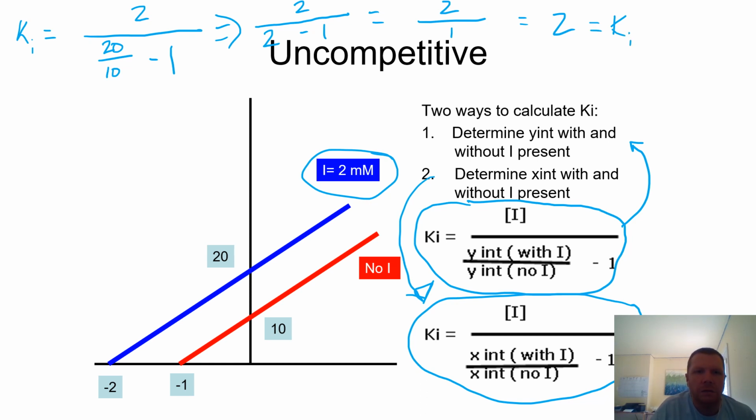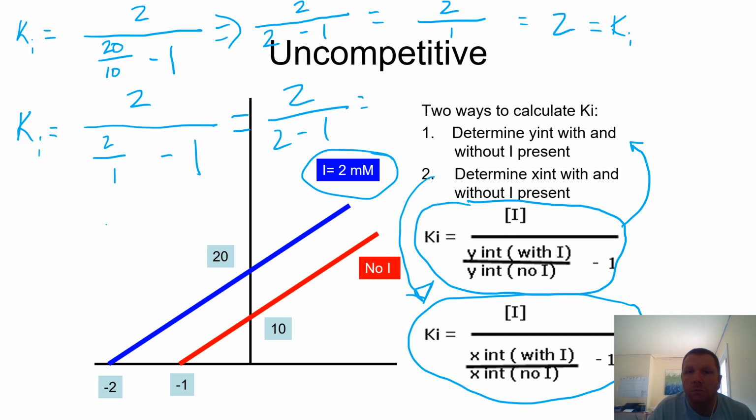Okay, now solving for my Ki the other way. Ki is equal to, again, 2 millimolar, because that's my inhibitor concentration. And now my x-intercept is going to be -2 over -1, minus 1. Okay, so those negatives are going to cancel out. And I'm looking at 2 over 1 minus 1. So that's 2 over 2 minus 1 equals 2. So my Ki solving in both ways ends up being the same. Now, should that be much of a surprise? No, that's perfect, that's good.